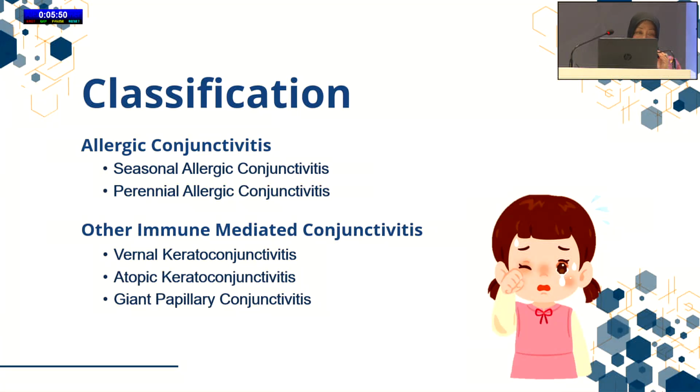Allergic conjunctivitis is classified into seasonal allergic conjunctivitis and perennial allergic conjunctivitis, triggered by environmental allergens. More complex immune-mediated conditions include vernal keratoconjunctivitis, atopic keratoconjunctivitis, and giant papillary conjunctivitis, which may lead to serious ocular complications.